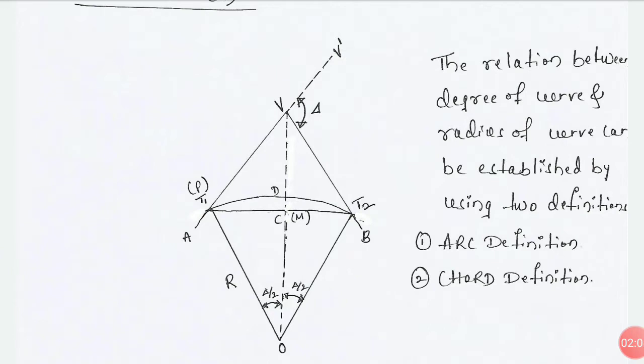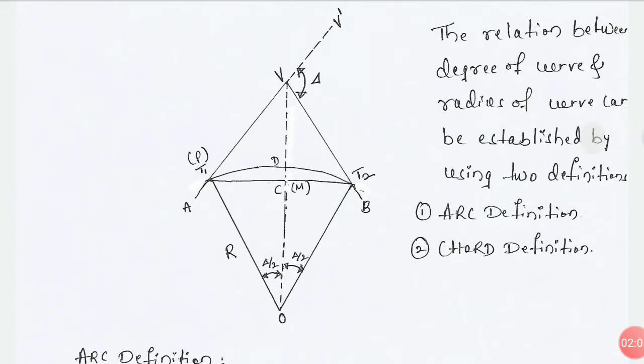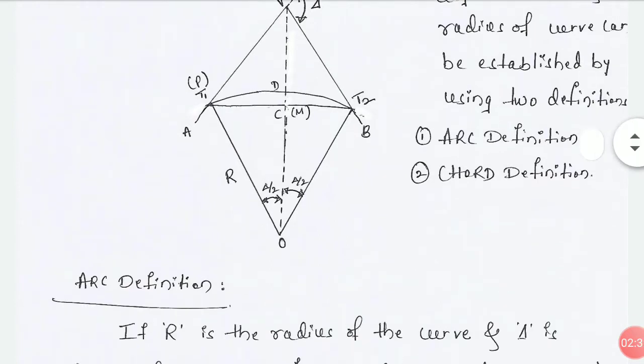You can check here the degree of the curve delta. From the point of intersection, if I subtend the line and meet the line at the point O, the curve will be exactly divided into half of the degree of the curve, that is delta by 2 and delta by 2. So we will derive the relation between radius of the curve and degree of the curve by using arc definition first.